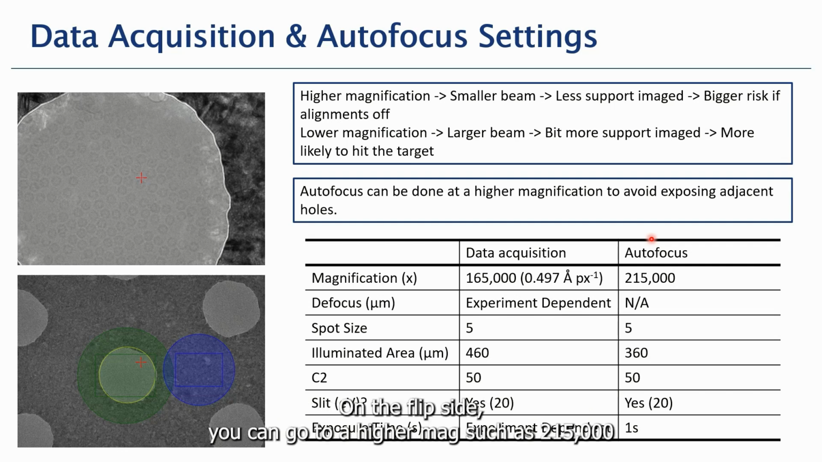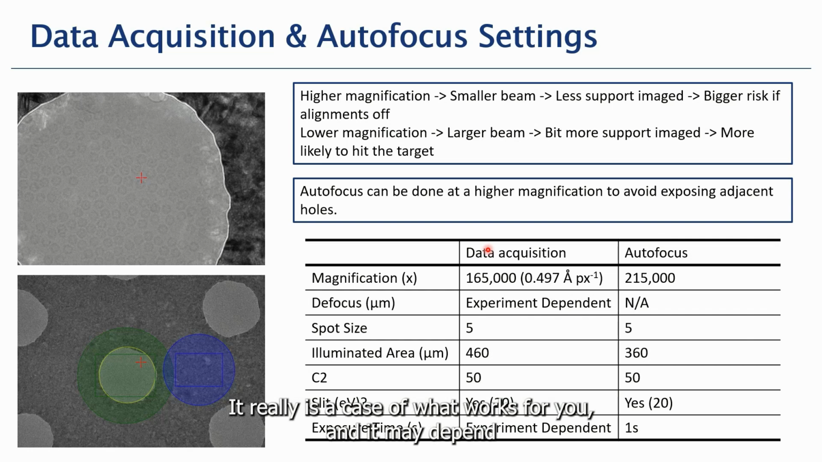On the flip side, you can go to a higher mag, such as 215, which will get you more of the hole, but if things are not quite aligned properly, you may end up missing the hole, and so end up imaging less. And this is why calibrations are really important, which I'll come on to shortly.